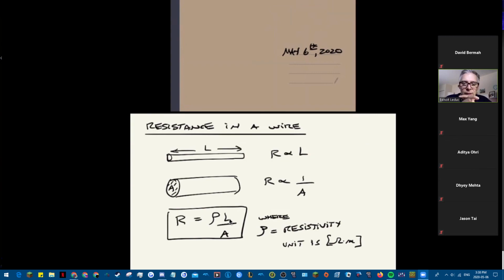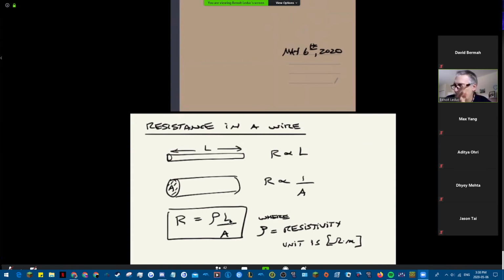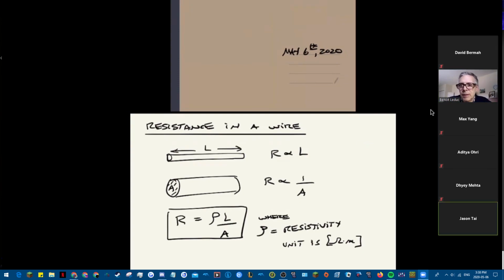Each material has a different resistivity, and the one with the lowest resistivity, I believe it's copper. I'm not so sure if it's silver or copper, but I think it's copper. I might be wrong. Wait, is it gold? No, it's not gold. I think it's copper, but you can check this out and let me know tomorrow. It's either copper or silver, one of those two. But I think it's copper.